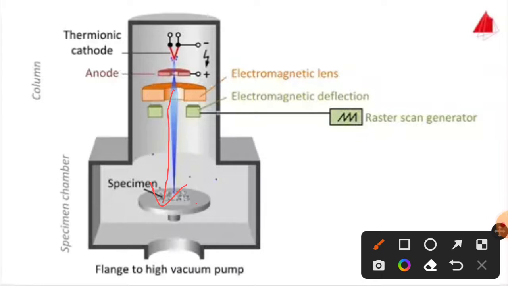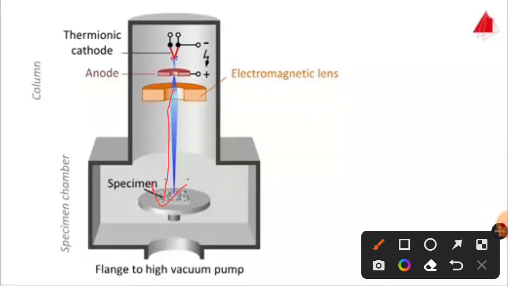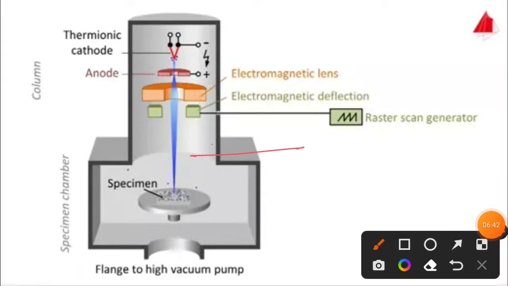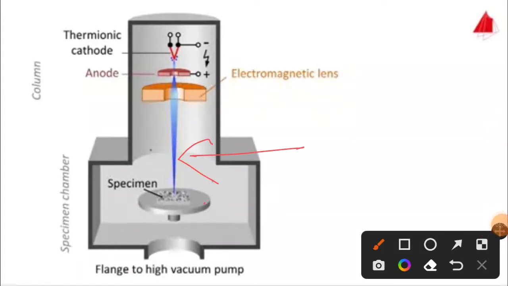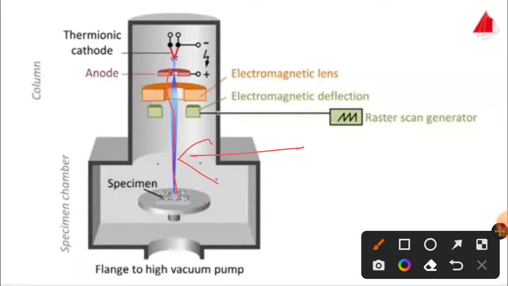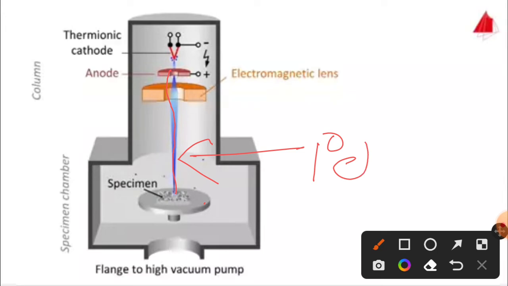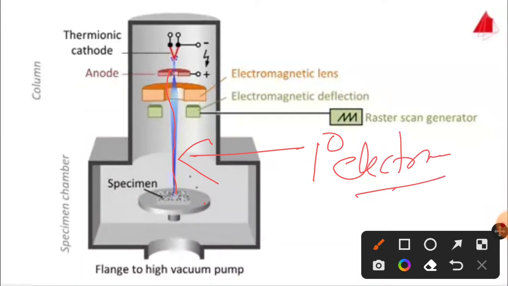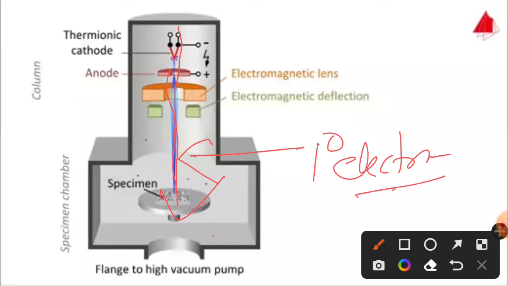Now there is a special kind of phenomenon going on. Another important thing: the electron that we are using up to that part, the one hitting the specimen, is known as the primary electron. Again, the electron that comes from the thermionic cathode, then the anode, then the electromagnetic lens, then the electromagnetic deflection, and ultimately hits the specimen is known as the primary electron.